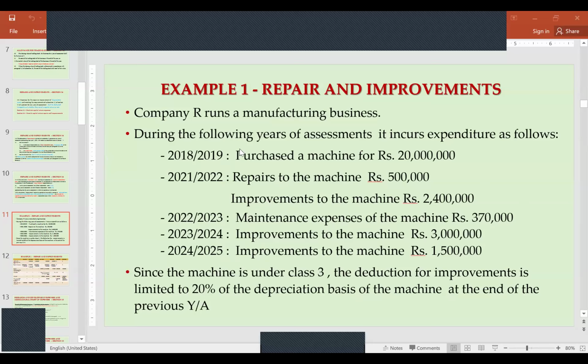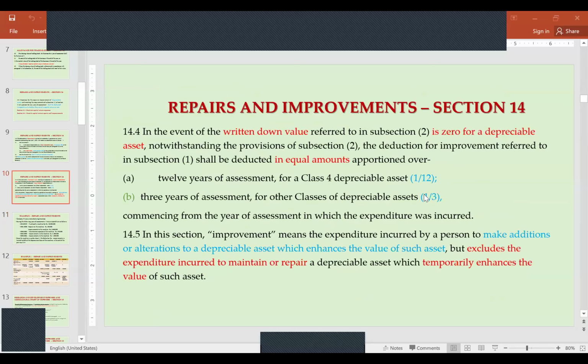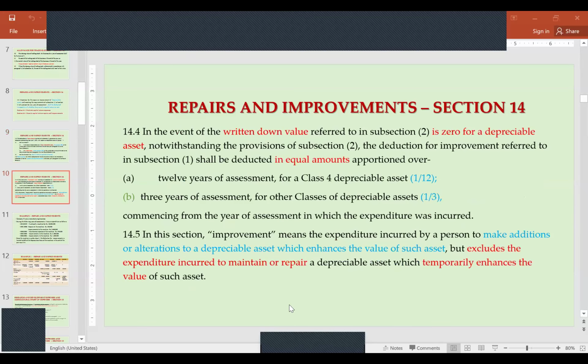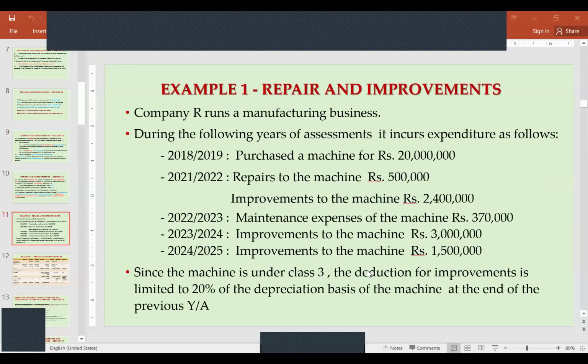Since this is a machine, 20% can be applied, because the percentage is decided based on the class of the asset. That means if it is a repair or improvement incurred in respect of a building, because buildings are categorized under class 4, then the applicable percentage is 5%. If it is other than a building, other than a class 4 asset, then 20% should be deducted and the balance should be added to the depreciation basis. So that is how we calculated this example.